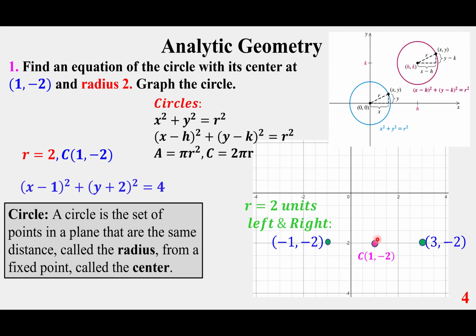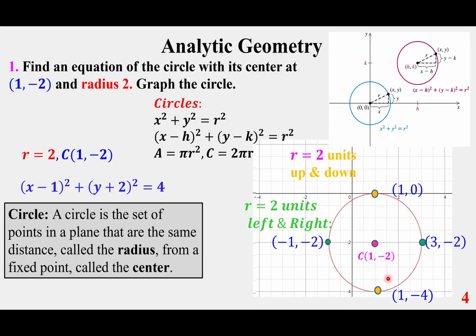Go back to the center, up and down by r units. When we go up, that means we add 2 to the y coordinate, we get (1, 0). Down, we subtract from it, we get (1, -4). We put them together, that's the graph, we're done. So that's a very straightforward concept. We are going to move on, everybody.